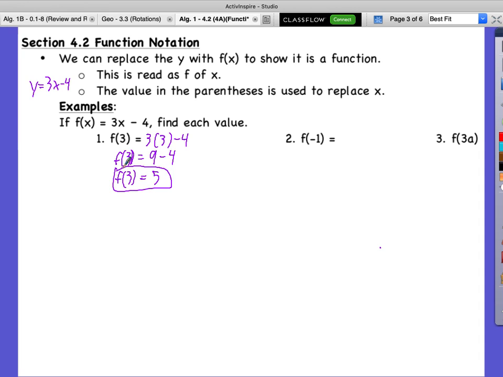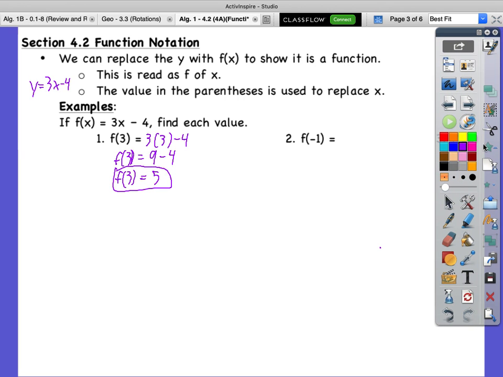So we took this function, f of x is equal to 3x minus 4. You're given this function, and then we're saying, find the value of the function when x is 3. So f of x is now f of 3, and 3x minus 4 is now 3 times 3 minus 4. Because we replaced this x with 3, we also replaced this x with 3. Does that make more sense? Great question. Any other questions on the first one before we try the second example?